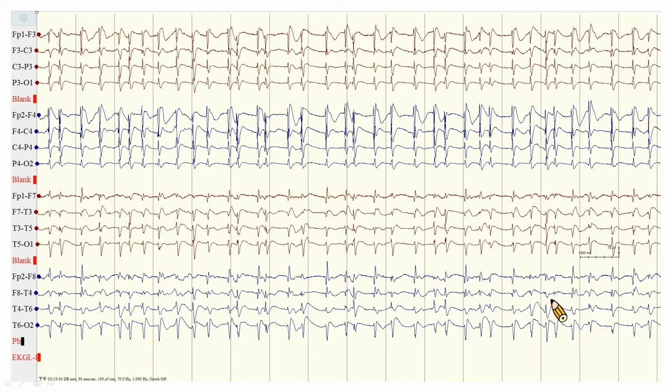And this is an example of short interval GPDs. We can see synchronized high voltage spikes. And this patient who suffered CPR has diffuse hypoxic encephalopathy.